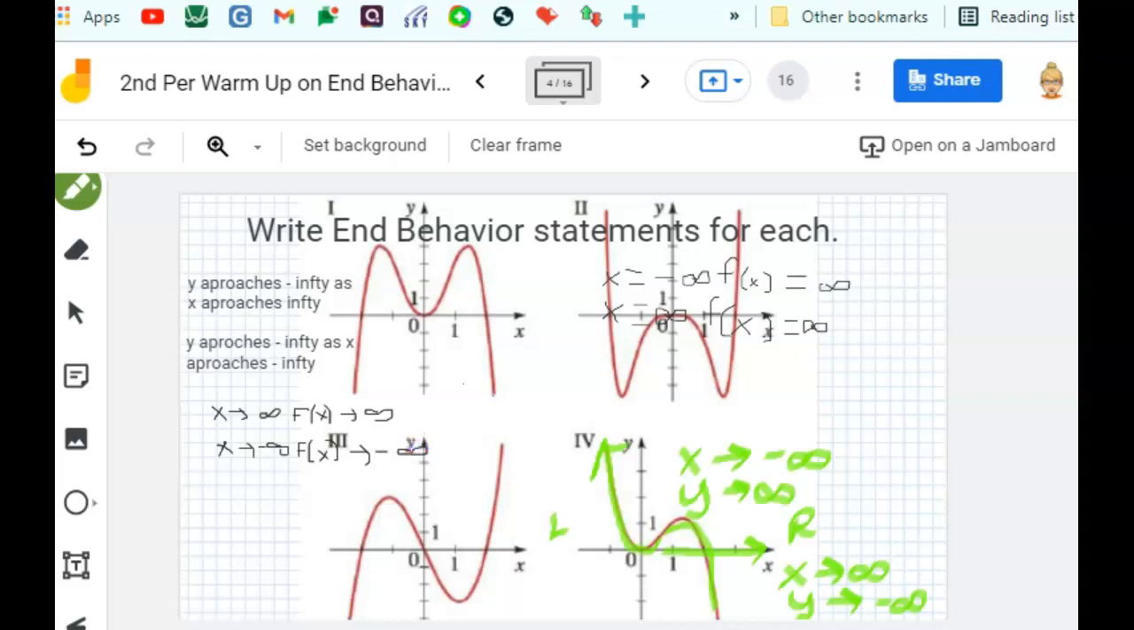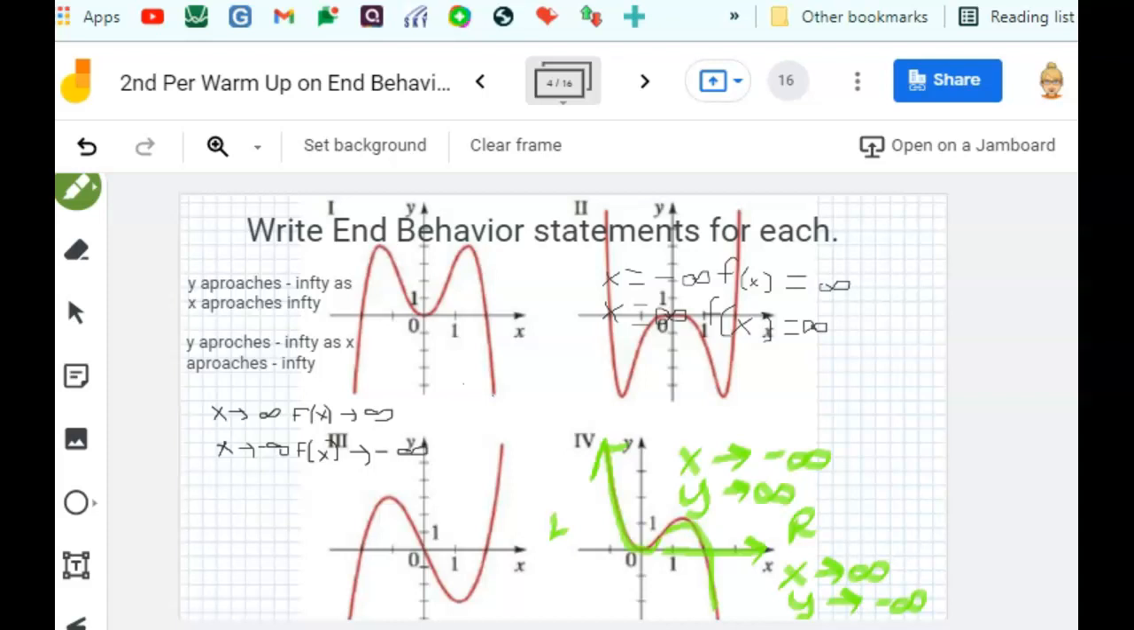Let's see what we have up here. Oh, somebody typed, Y approaches negative infinity as X approaches infinity. What's that talking about? Which side, guys? The right, because it says X approaches infinity. And then it says Y approaches negative infinity, yep. As X approaches negative infinity, that's saying both ends are down.